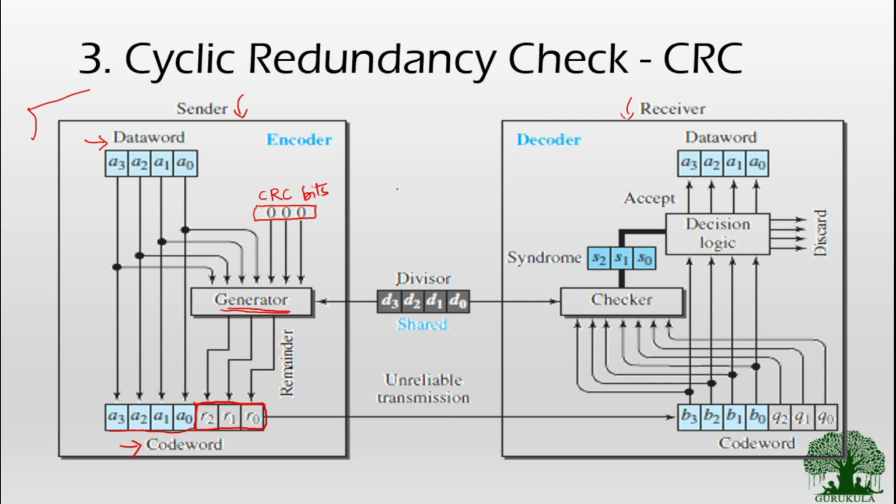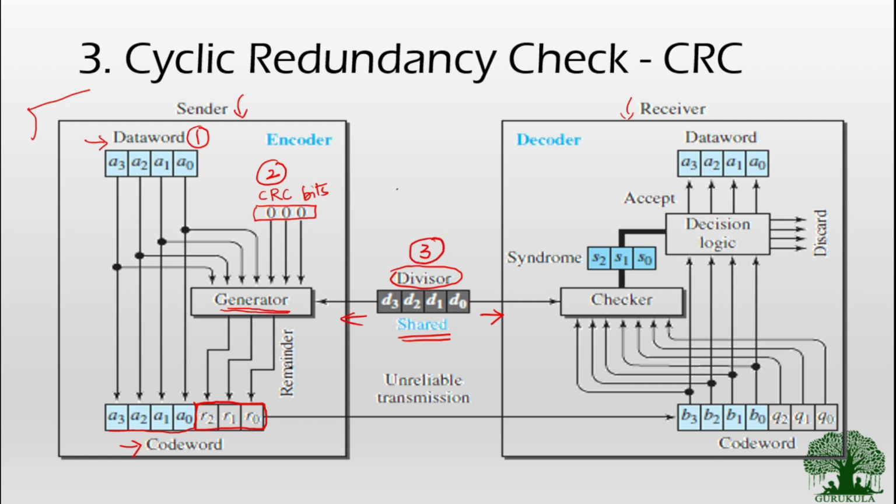Then we have a third part, called the divisor, which is commonly shared between the transmitter and the receiver. These are the three important components we need to perform a CRC at the transmitter side and the receiver side. The first one is the data bits, the second one is the CRC bits, and the third one is the divisor to perform the long division method.